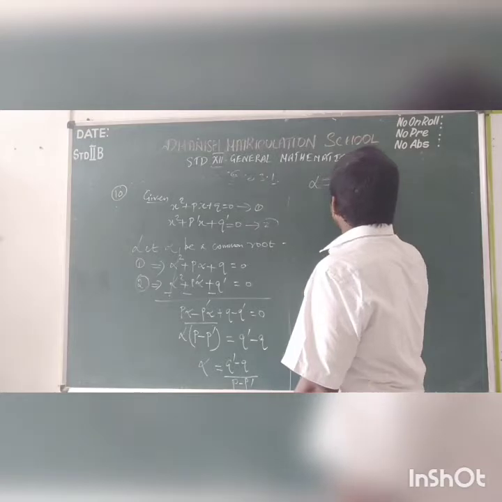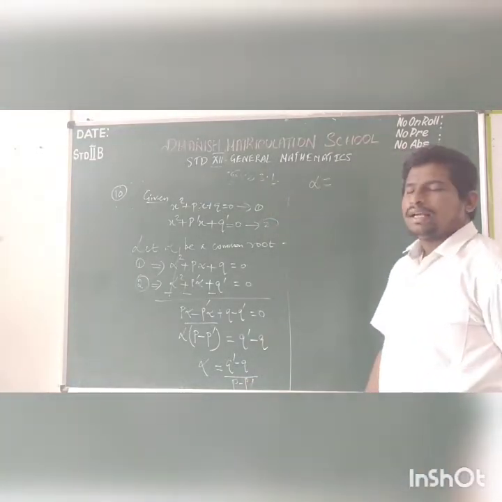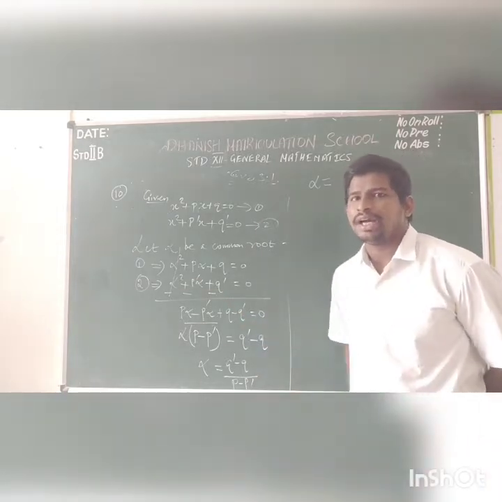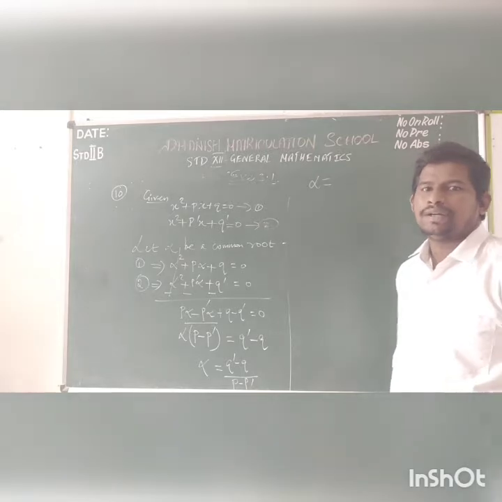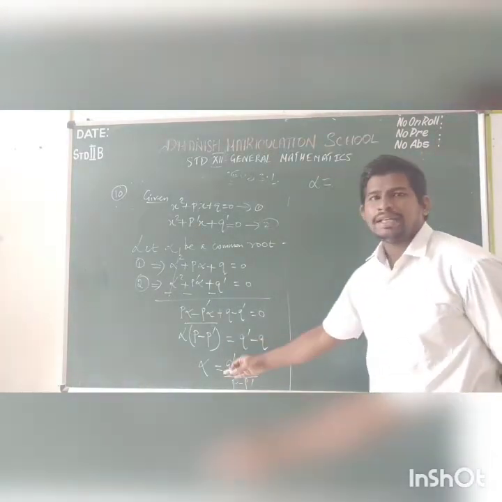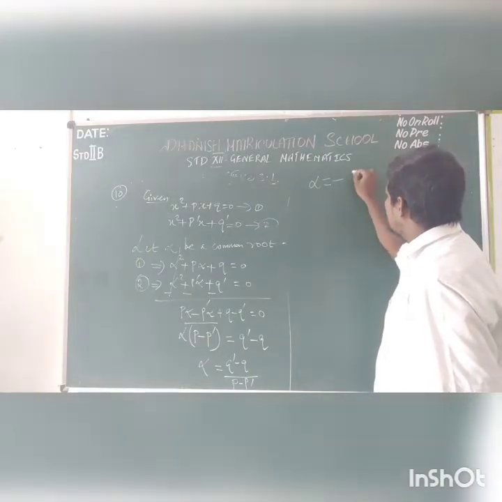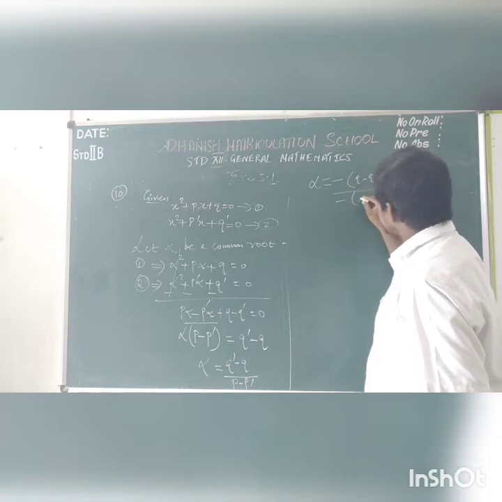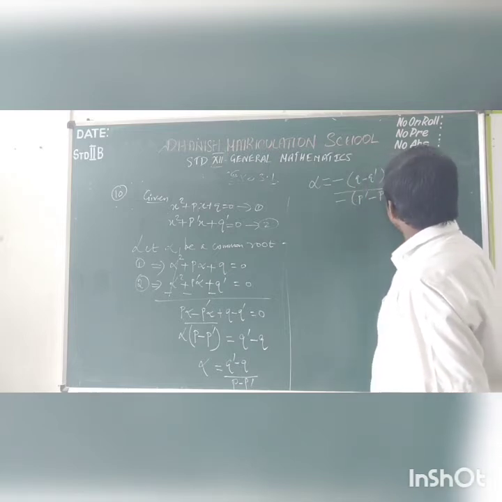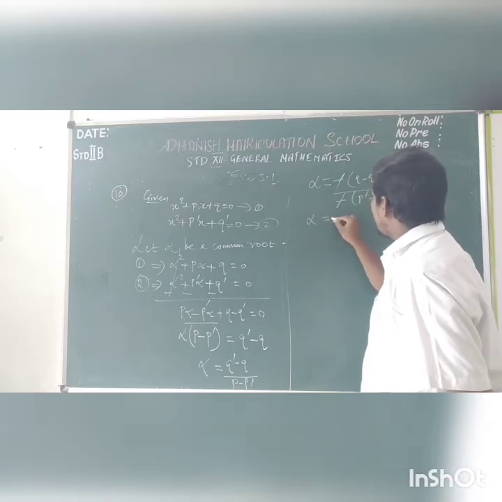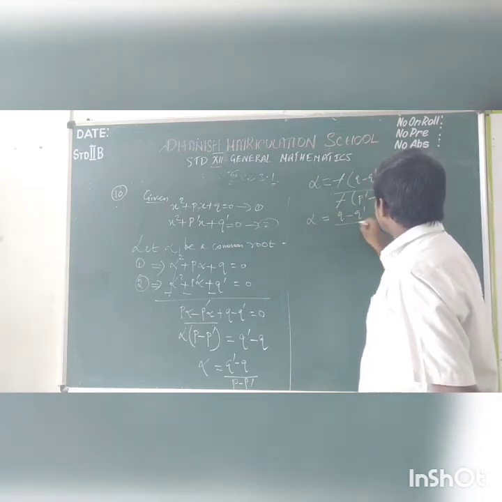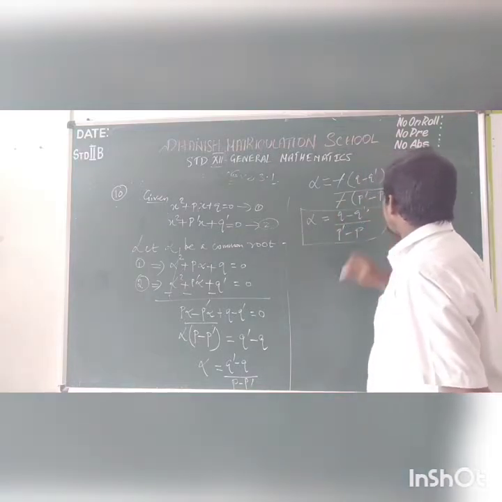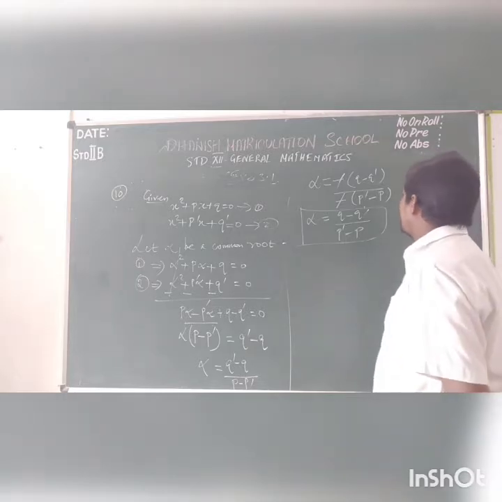Now alpha equal to, from the numerator as well as the denominator I am going to take minus as a common factor in order to get our book answer. So minus into (q minus q dash) divided by minus into (p dash minus p). So minus minus will get cancelled. So alpha equal to (q minus q dash) divided by (p dash minus p). Here we got the common root alpha as (q minus q dash) divided by (p dash minus p).